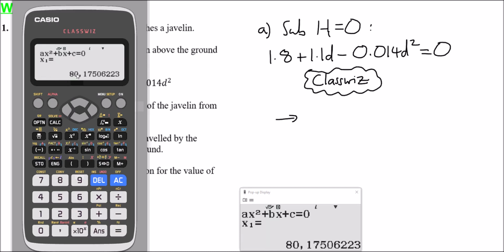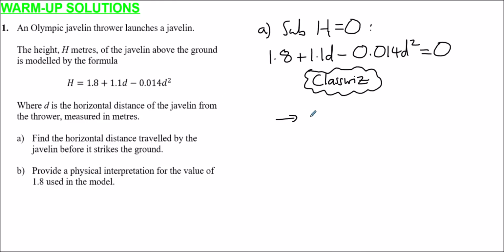So one value is 80.17, the other value is negative. So we can see here that what we're going to be looking at is actually the first one. So we're talking about 80.2 meters is how far it goes horizontally before it hits the ground. So d equals 80.2 meters, correct to 3 significant figures.